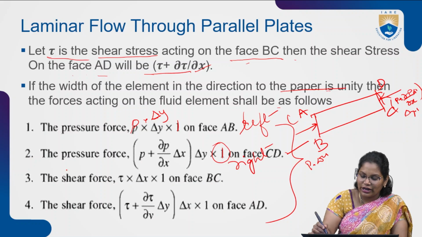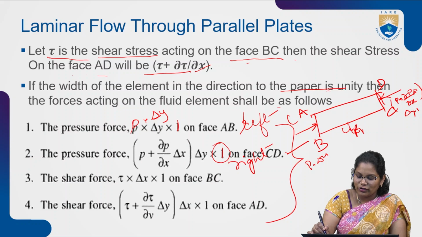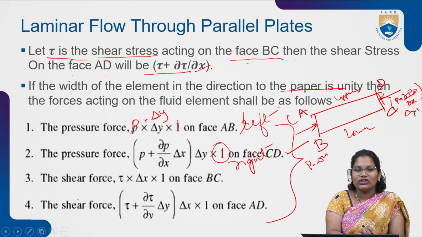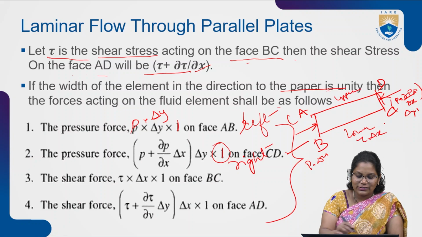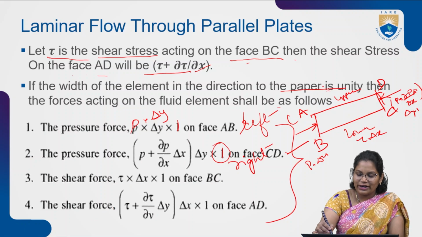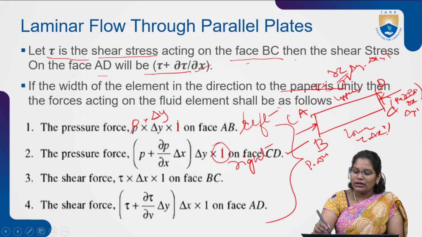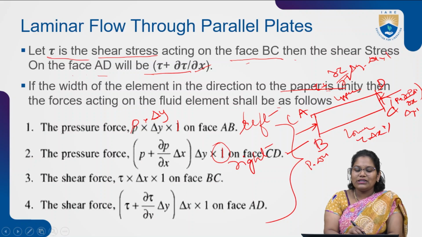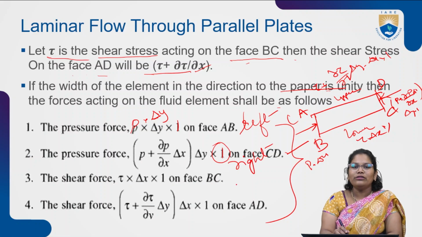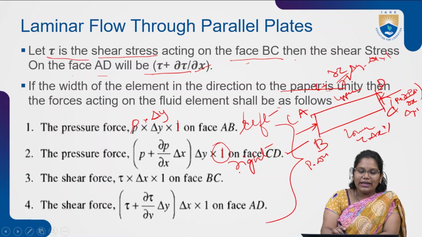Then again, this is the lower side and here it is the upper side. The shear force on the lower side is tau into delta X, and the shear force on the upper side is tau plus ∂tau/∂y into dy, into delta X into 1, on face AD and on face BC. So these are the four forces acting on the small rectangular element.